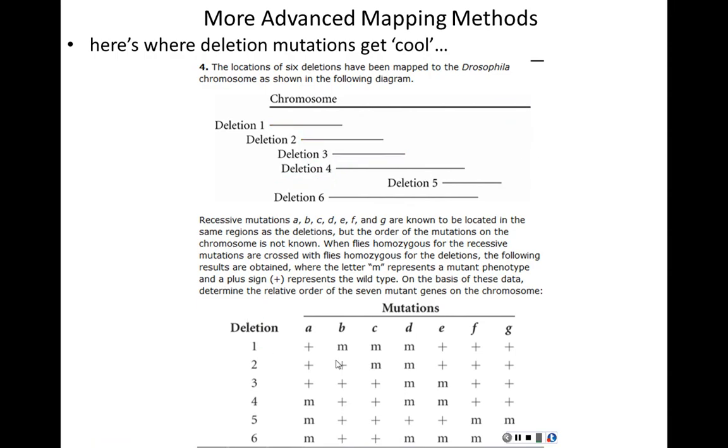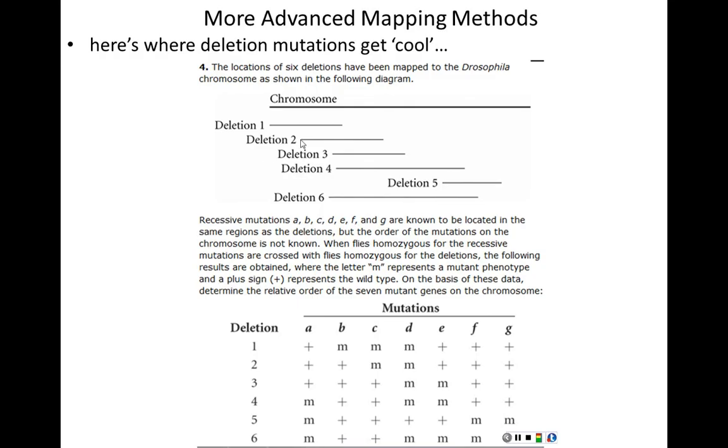And down here is where the mutation for each of these genes is present. M is where the mutation is present, and where that mutation is masked because the chromosome isn't deleted in that region for each of these different genes. So we're going to use this information to order these genes on the chromosome. And here's how we're going to do it.